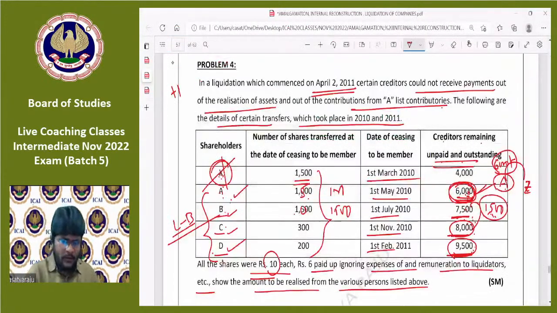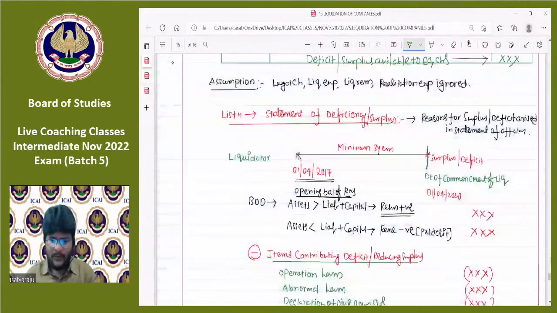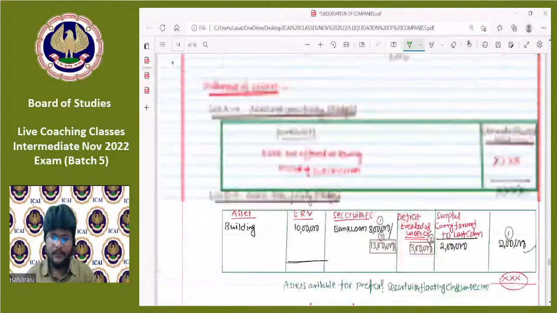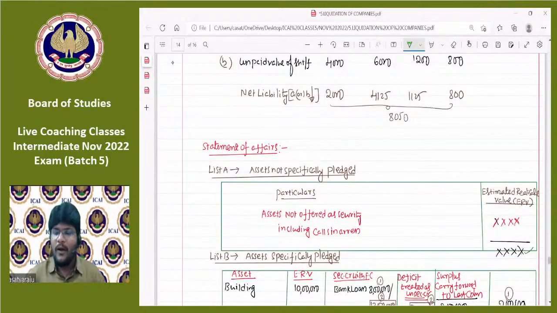Sir, generally, how is the statement of affairs going to be presented? Please concentrate, friends. There is a format given in the Companies Act 2013. The Board of Directors needs to present the entire statement of affairs in that format only. That statement of affairs should be handed over to the liquidator. And in the statement of affairs, what are the values they mention? All are at estimated realizable value, not the actual realized values.